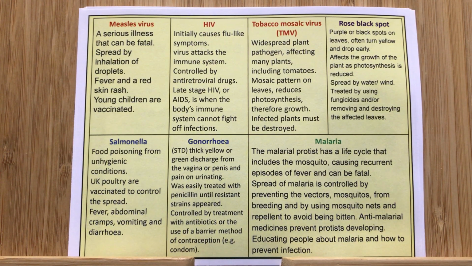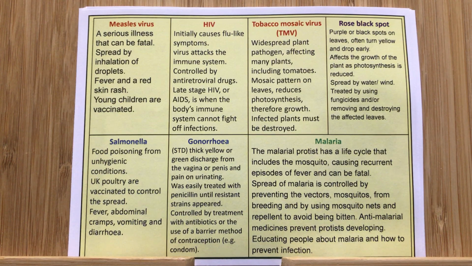Rose black spot, purple or black spots on the leaves. They often turn yellow and drop early. Affects the growth of the plant as the photosynthesis is reduced, just like the TMV. This one's spread by water and wind, treated using fungicides or destroying the infected leaves.